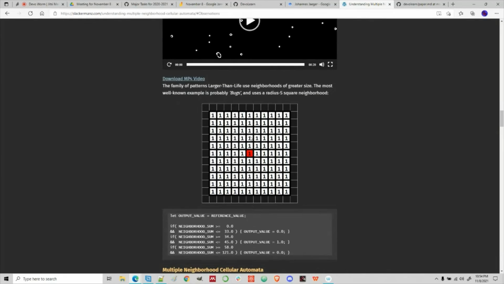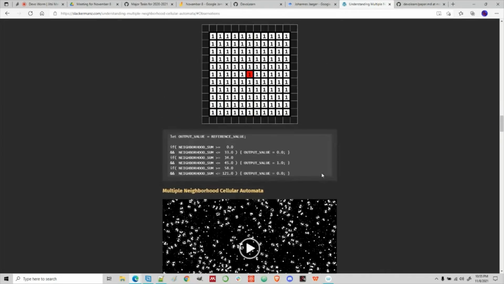So this is all generated by this Bugs neighborhood, and this is a radius 5, so it means that there are 5 cells out from the focal cell in each direction, and then that fills in the square. So what is this, like an 11 by 11 grid? So it's a pretty big neighborhood. And so all of these cells determine the state of the focal cell in some way.